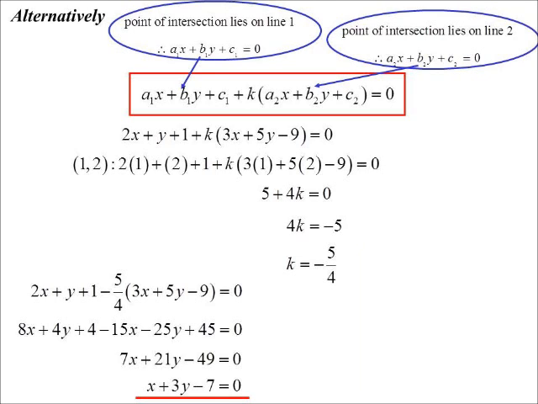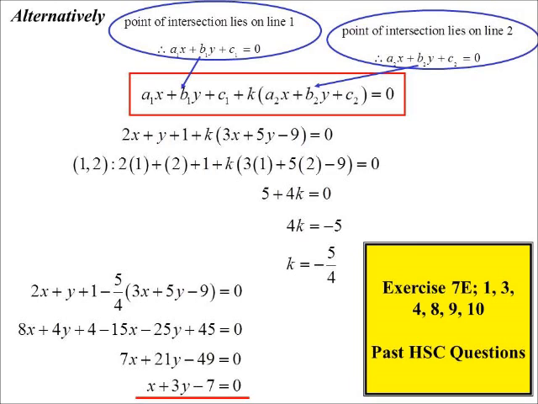But there you go. So there's a couple of examples out of that, but I've also then put some past HSC questions there as well, so you can see what sorts of coordinate geometry questions they've asked in the past.